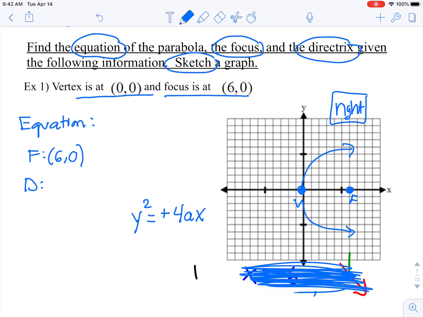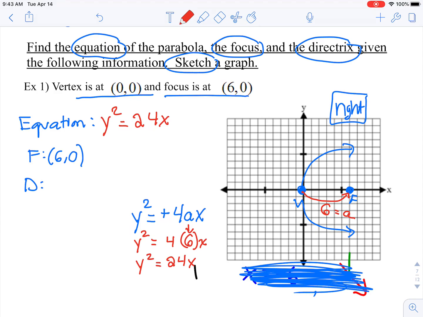Next thing would be look at the distance between the vertex and the focus. The distance here is 6. Remember that that's your a value. So now I can go back to this equation and I can plug 6 in for my a value. Now my equation says this, y squared equals 24x. So my first task was to write the equation y squared equals 24x of the parabola.